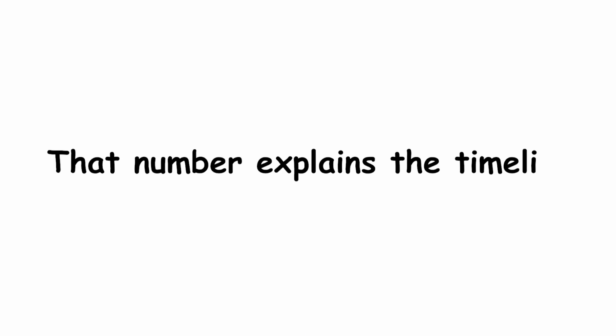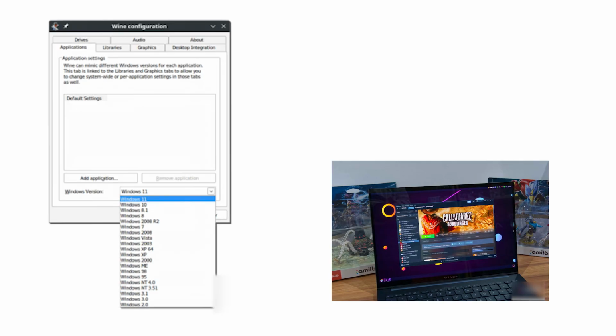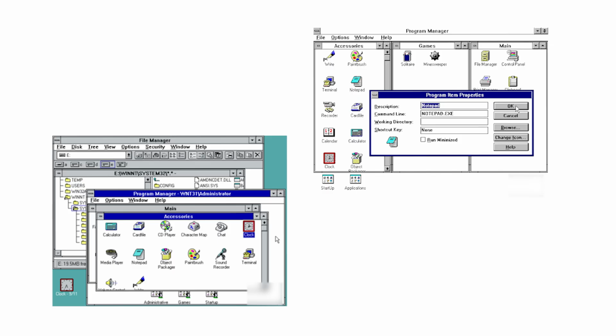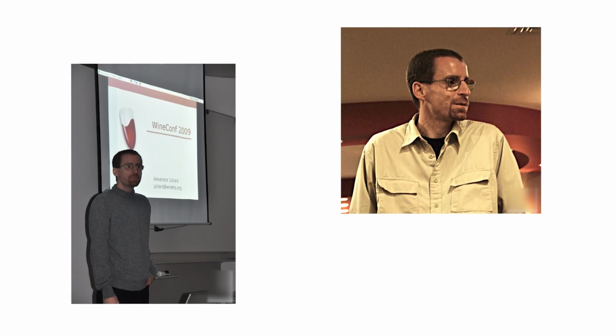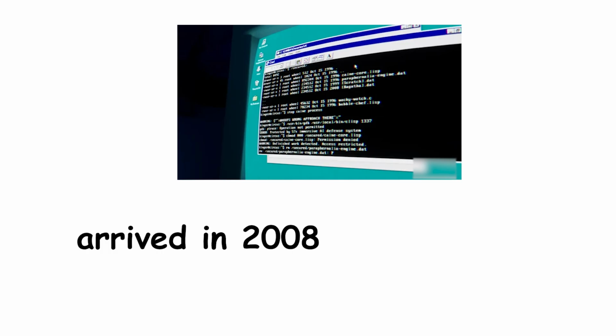Roughly 15,000 functions have to be answered that way, and Wine has been implementing them since 1993. That number explains the timeline. Bob Amstadt and Eric Youngdale started the project in 1993, targeting Windows 3.1. Alexandre Julliard took over in 1994 and still leads it. The first stable release, version 1.0, arrived in 2008. Fifteen years for version 1.